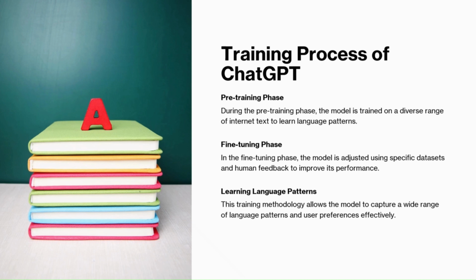So, the training process with ChatGPT. ChatGPT is trained in two main steps. First, it learns from a large mix of internet text, which is called pre-training. Then it is improved using specialized data and human feedback, which is fine-tuning. This helps it understand language better and respond the way users prefer.